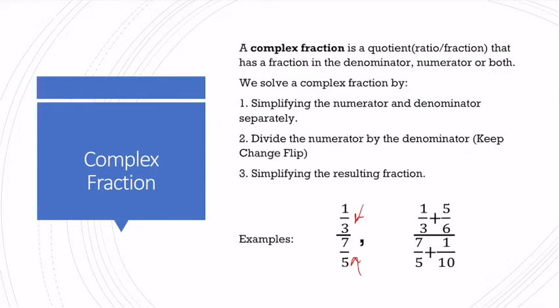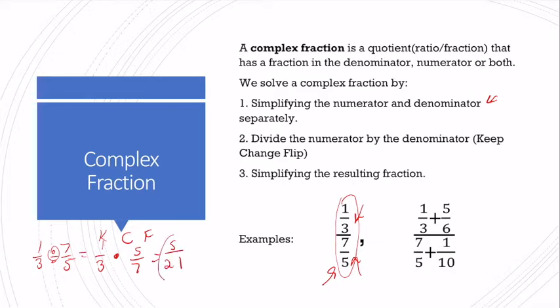The first way is to simplify the numerator and the denominator completely. Then we divide our numerator by our denominator, right? Let's look at this example right here, 1/3 over 7/5. That really means 1/3 divided by 7/5. So we can just go ahead and divide these like we would any fraction. We keep the first fraction the same, we change from division to multiplication, and we flip the second fraction. So the answer to this complex fraction simplified would be 5/21, which I can't simplify any further.